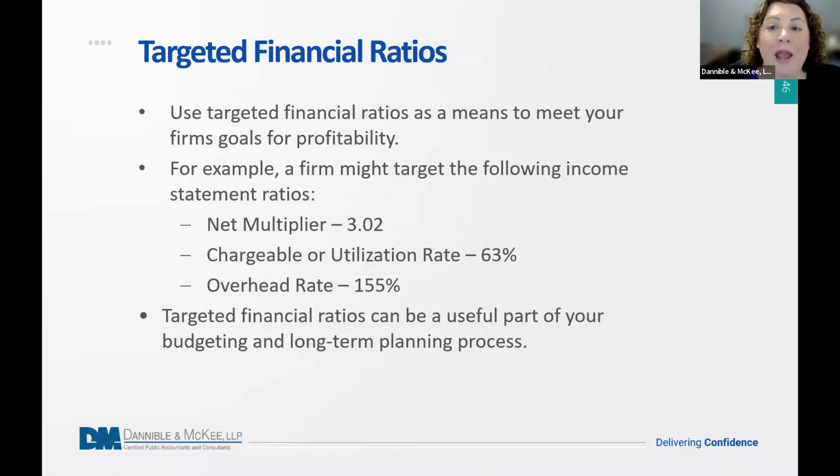So for example, you may have a target multiplier of 3.02. You may have a chargeability or utilization rate of 63. You may have a target overhead rate of 155. These should be included in your monthly accounting package to show where you're at compared with your own firm targets.